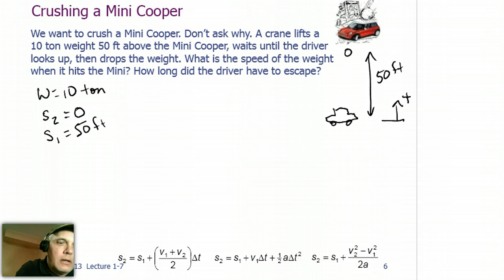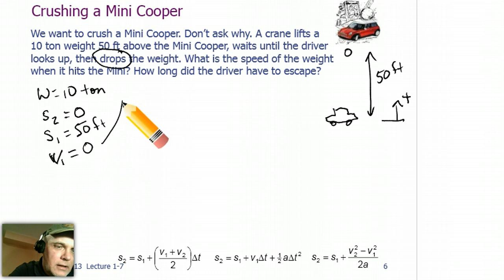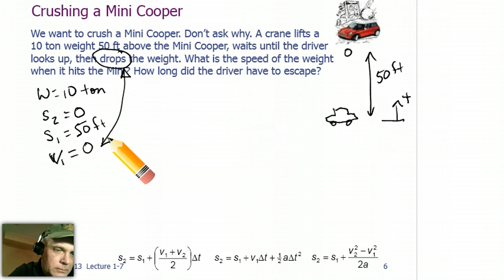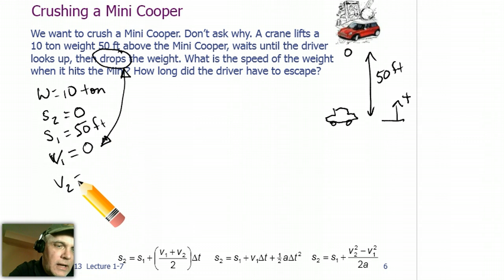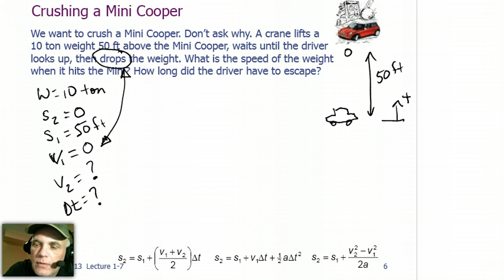There's one more word in here. When we say drops, that implies the initial velocity is 0. That comes from right there. We want to find the final velocity, and we also want to find the time. So we'll work each of these parts of the problem one at a time. We'll pick V2 first.